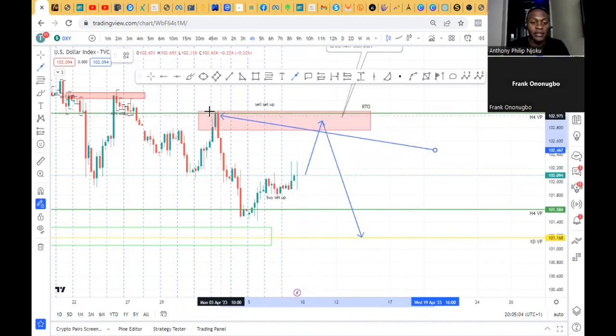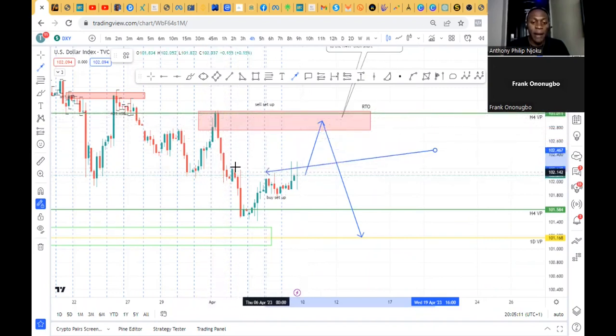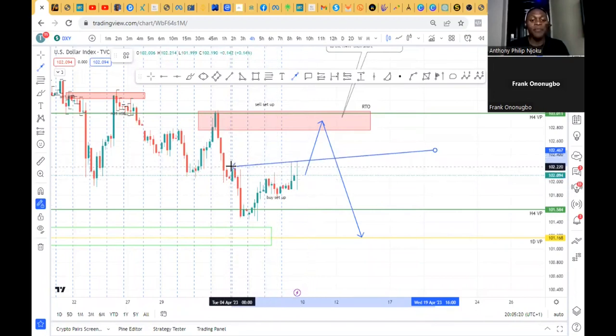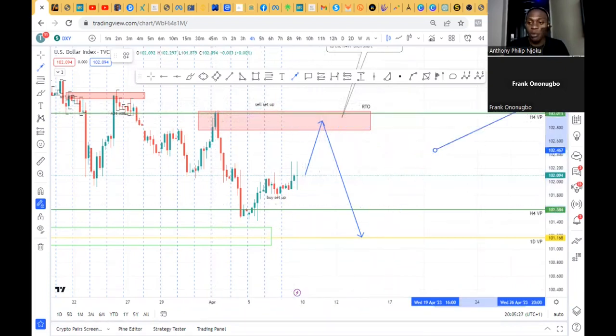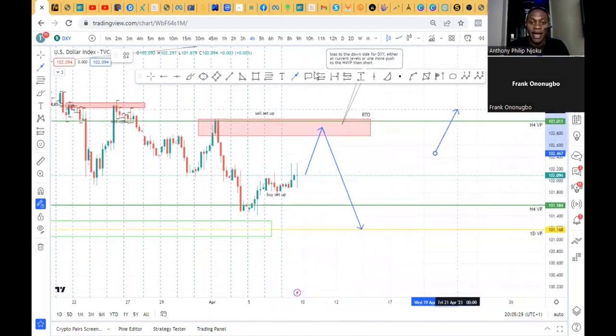Over here, you can see this market has not fulfilled efficiency. There is a liquidity line here, there is an efficiency line here. So if this market breaks this current validation point, which I see the market could do, I'll be heading into this validation point, and when it gets into this place, I'm looking for my sell setups. And from here, I'll be dropping. You can see I say my bias is to the downside for DXY, either at the current level or one more push to the H4 validation point, then short.